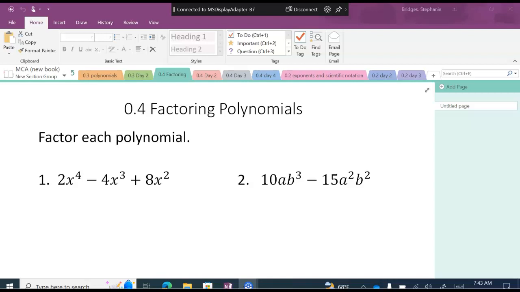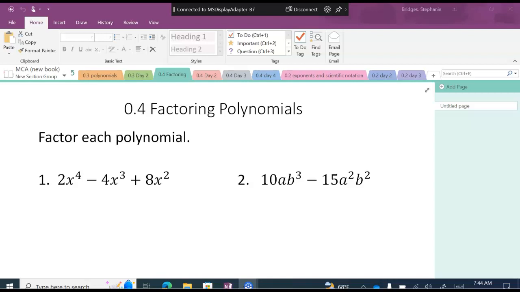So we're going to start with that first polynomial, 2x to the fourth minus 4x to the third plus 8x squared. And again, the very first step when we factor, before we do anything else, is to always look for a GCF. What is it that they have in common, both numerically and variables? So if I'm looking at 2x to the fourth, 4x to the third, and 8x squared, what number do they all have in common? A 2. And then variables, how many do they have in common? 2, okay? So my GCF in this is going to be 2x squared.